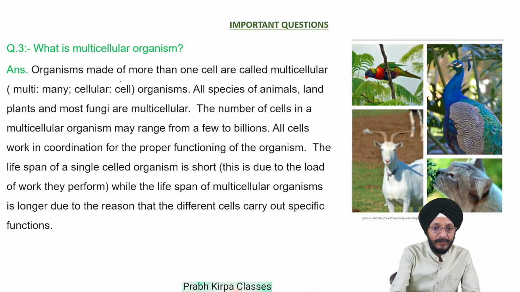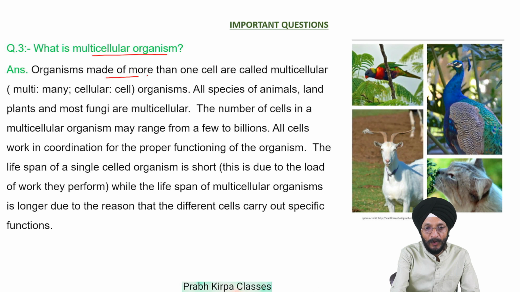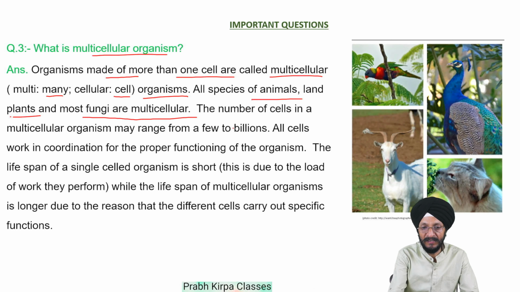Now we come to the main topic. What is a multicellular organism? Organisms made of more than one cell are called multicellular organisms. Multi means many, cellular means cell. All species of animals, land plants, and most fungi are multicellular. The number of cells in a multicellular organism may range from a few to billions of cells.